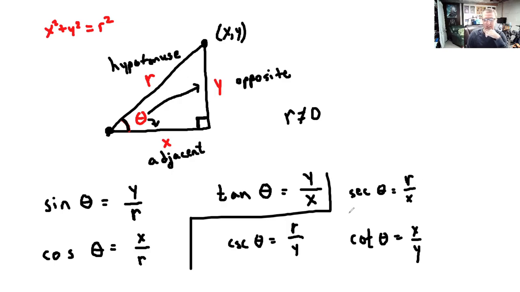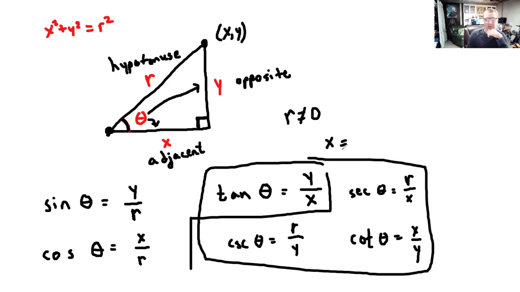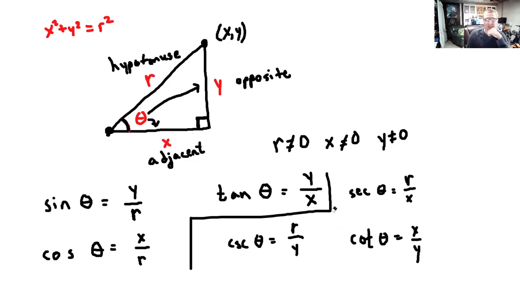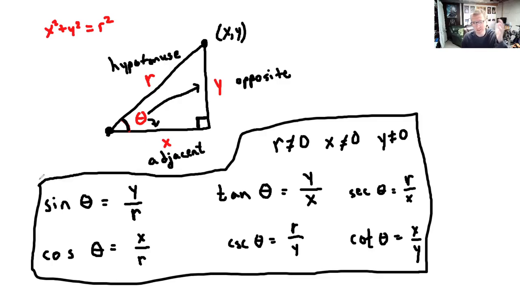Additionally, these guys are not defined if x is zero or y is zero. So we also make the stipulation that these cannot be zero either. Okay, because if they are, we're up a creek. So this is literally what I talked about 4 minutes ago in the previous lecture. And if you're watching these videos back to back, it's literally 4 minutes ago. These are the trigonometric functions of angles.